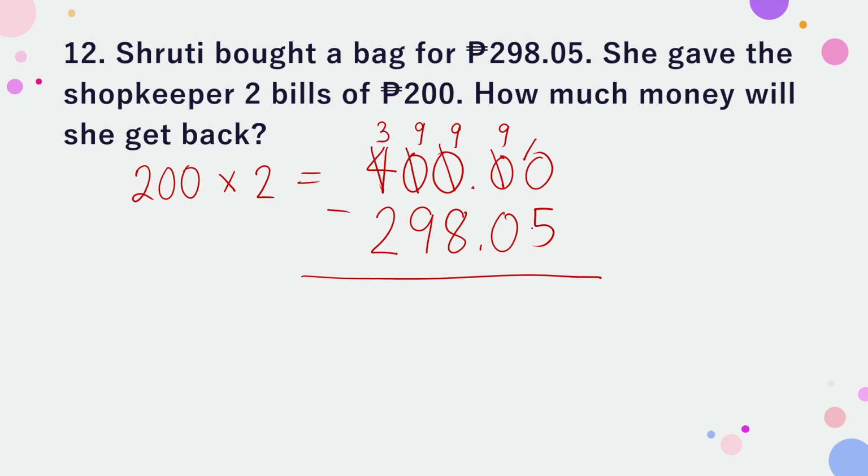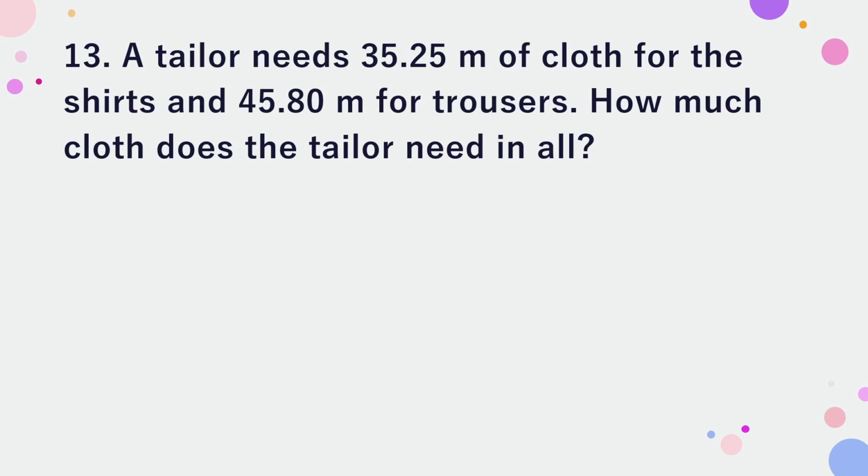Let's subtract 10 and 5. 5. 9. 9. That's the decimal point. Do not forget. 1, 0, and 1. So the change is simply 101.95 pesos. Okay?